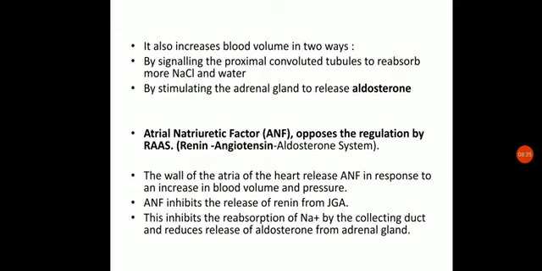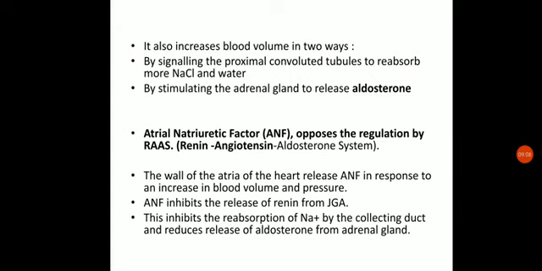Okay, next, one more factor is there, that is ANF, atrial natriuretic factor. This is a factor which opposes the regulation of RAS. So how does it do that? This atrial natriuretic factor is basically secreted by the atria, that's the wall of the atria of the heart. We know the heart structure has got the atrial wall.